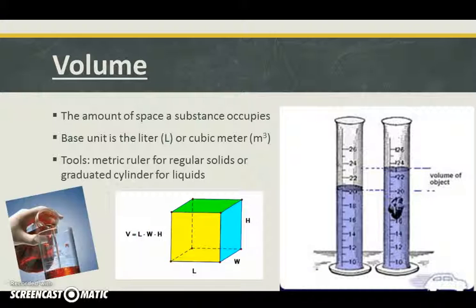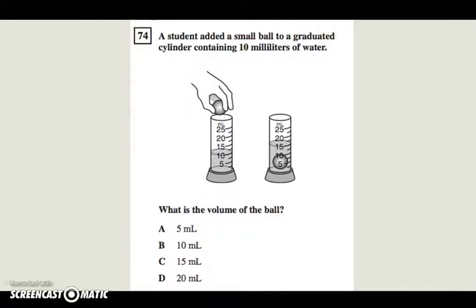Okay, so let's look at an example really quickly. A student added a small ball to a graduated cylinder that contains 10 milliliters of water. What is the volume of the ball? A, 5 milliliters, B, 10 milliliters, C, 15 milliliters, or D, 20 milliliters. Now, I'm not going to give you the answer, but again, look at the height difference of the water. The difference between those two numbers, that's your answer. Okay, so go ahead and answer that in your notes for today, and we'll go back and look at that later.